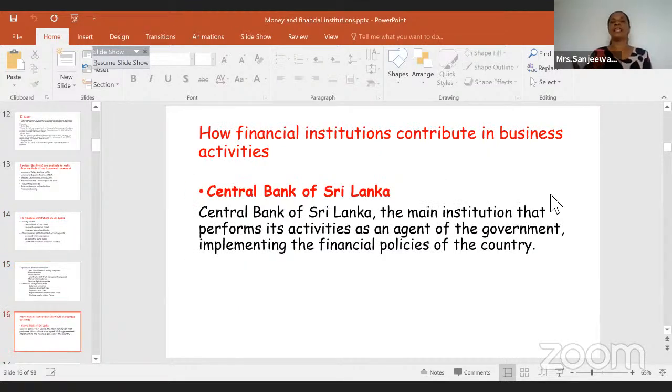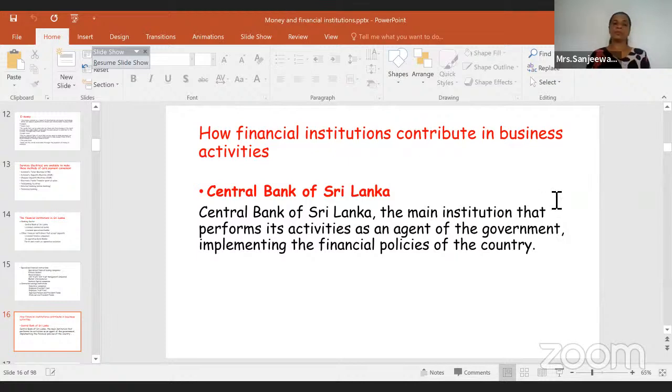Then we'll see from the beginning. Banking sector. The first one is the central bank. That's the main institute that performs its activities as an agent of the government. They do everything on behalf of the government. They issue securities on behalf of the government. They buy securities on behalf of the government. They regulate all these financial institutions. They implement the financial policies of the country. So that's the central bank.